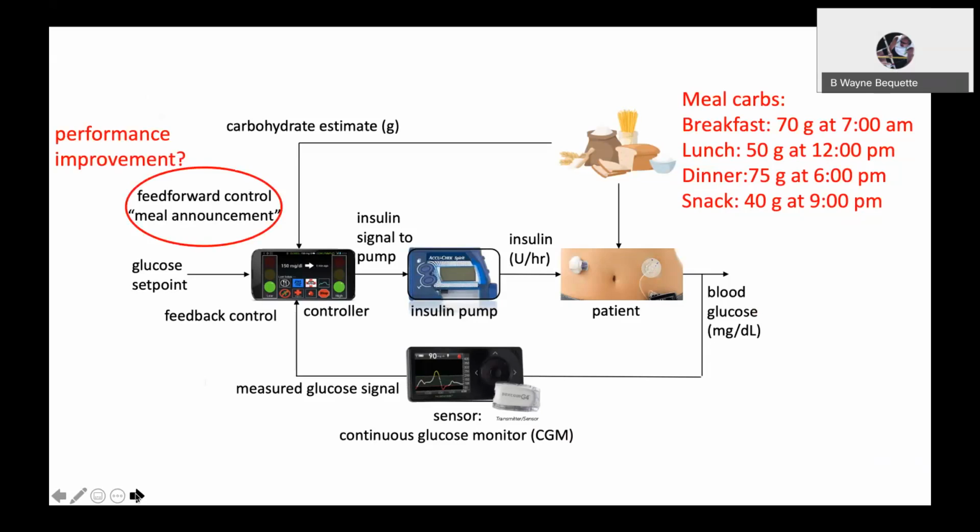We want to understand what level of closed-loop performance we achieve if we include feed-forward control, which is also known as meal announcement, compared to not including that information. We also want to understand the effect of noise on the measured glucose signal that's being sent back to the controller, as well as bias and quantization effects.